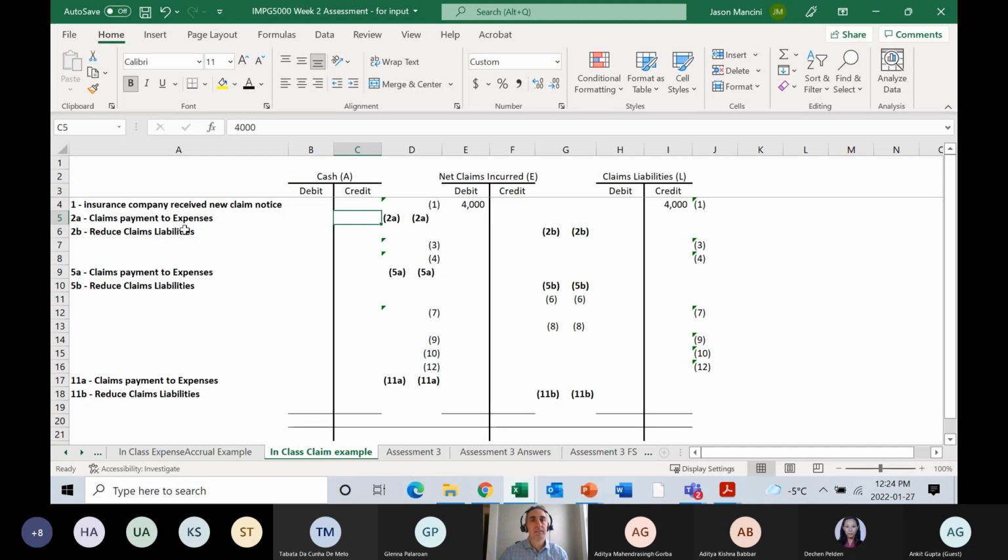Okay. So when we have a claim expense payment, first thing, if it's a payment, we're going to reduce our cash. Okay. In this case, it's for the full 4,000. And whenever we have a claim payment, we're going to also increase our expenses, net claims incurred, for that claim payment.